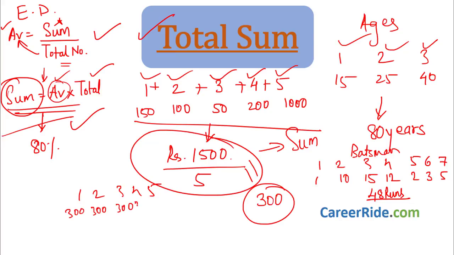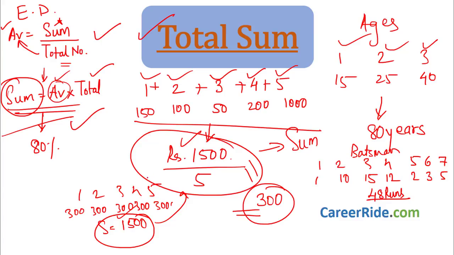Still, the total sum would come out how much? 300 plus 300 plus 300, 5 times, that would be 1500 only. See, so average, if it is average amount of money, if it is equitably distributed, 1, 2, 3, 4, 5, each one getting average amount of money, 300, 300, 300, we get the proper sum, right? This is same as this is same as this, right?